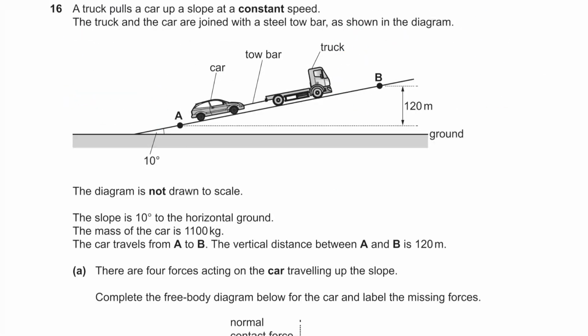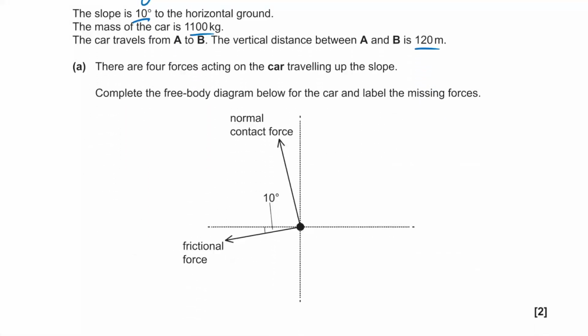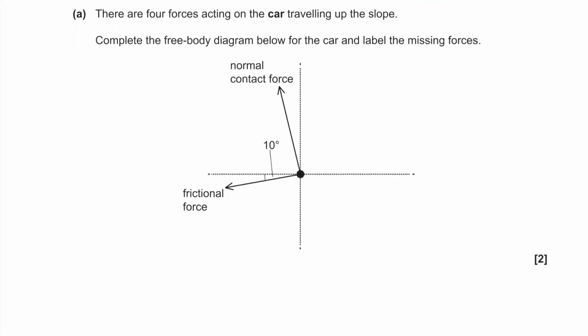Moving on then, question 16. We have this truck on a ramp, fine. We have a theta of 10 degrees. We have a mass of the car of 1100 kilograms. We have our vertical distance. Here are the forces acting on the car traveling up the slope. Complete the free body diagram for the car and label the missing forces. Okay, so the one thing we don't have, of course, is weight, isn't it?